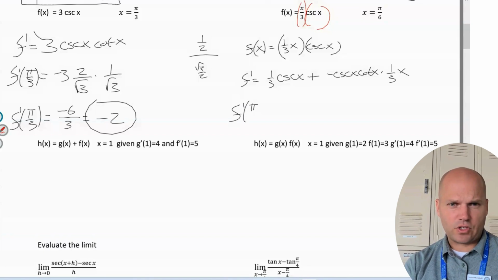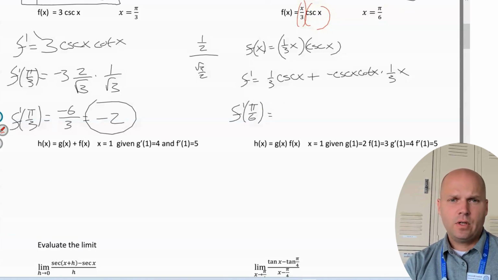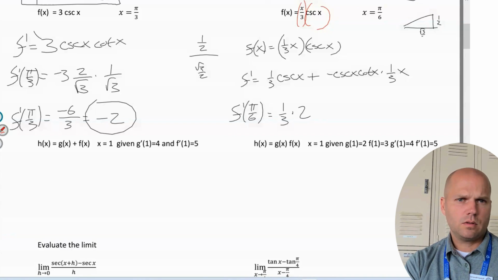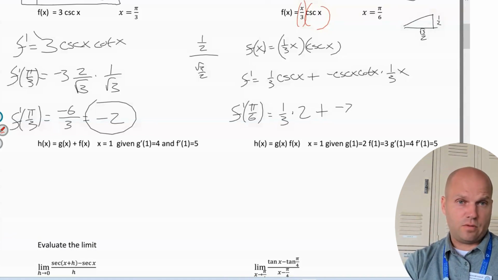at pi over 6. Cosecant's a reciprocal of sine. The sine of pi over 6 is a half. So I'm going to flip that and it's 2. Start with your triangle if you want to, your pi over 6 triangle. Okay. Now I got a -2.